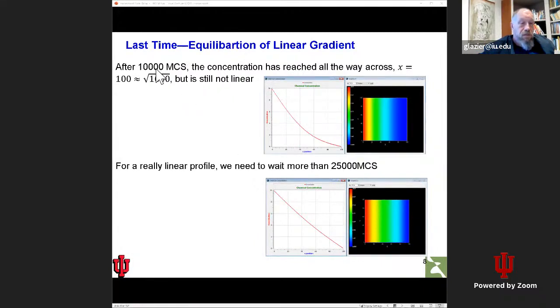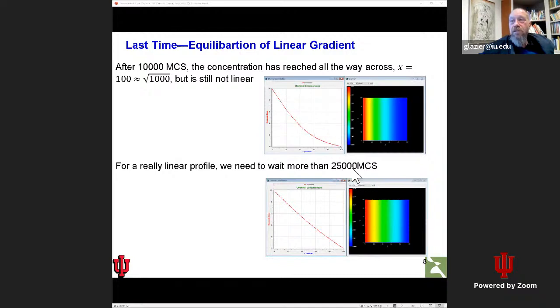Here I'm at 10,000 Monte Carlo steps. The square root of 10,000 is 100. I've got a missing 0 here, I've got a typo. This should be the square root of 10,000, not square root of 1,000. So now the chemical has reached all the way to the right-hand side, but as I mentioned, that's still not equilibrated completely. It's not a straight line.